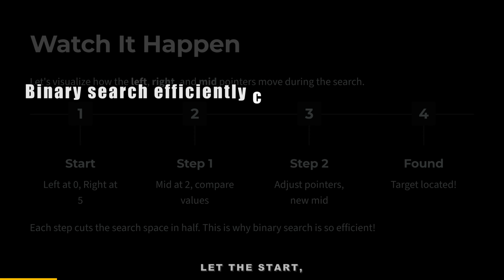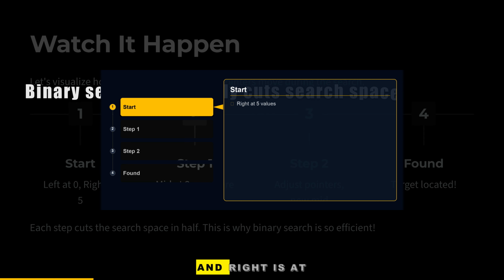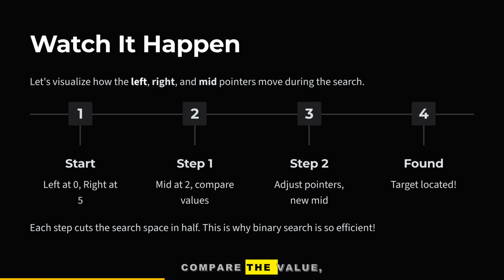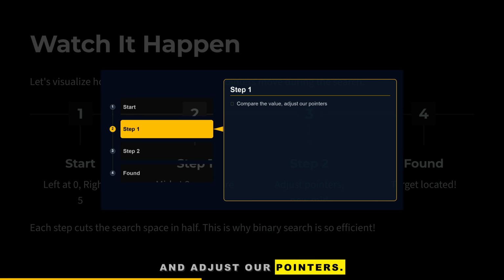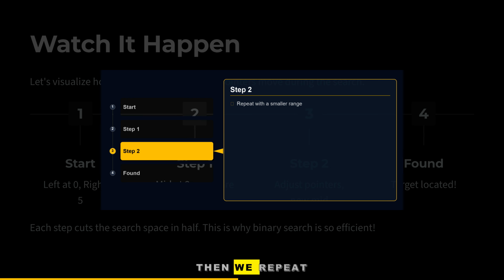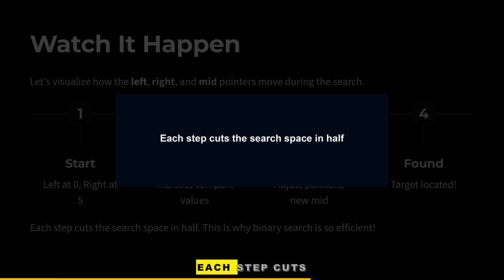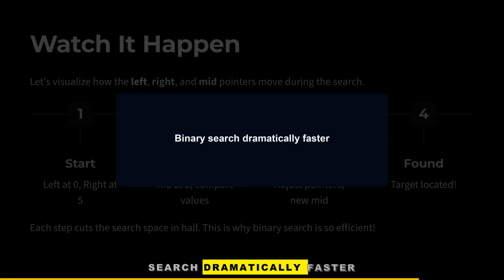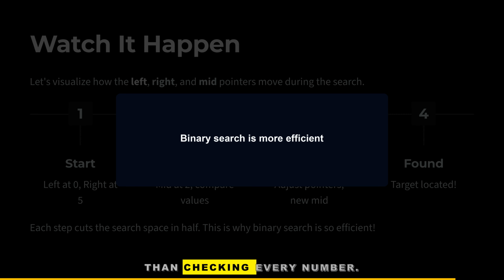At the start, left is at the beginning of the list, and right is at the end. We calculate the middle, compare the value, and adjust our pointers. Then we repeat the process with a smaller range. Each step cuts the search space in half, which is what makes binary search dramatically faster than checking every number.